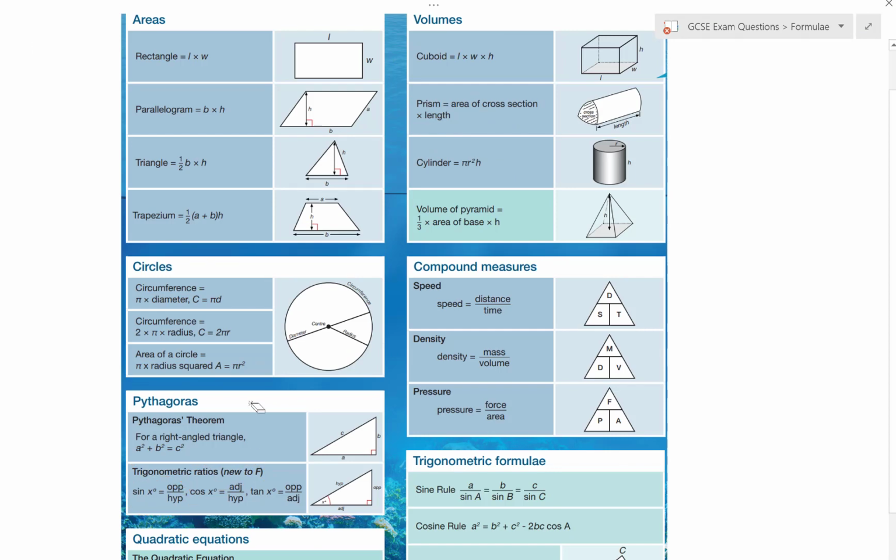So let's quickly recap which formulae we used in this video. We used the trigonometric ratios, which are new to foundation. So we used sine x is equal to opposite over hypotenuse. We used the volume of a cuboid, which is length times width times height. We used the volume of a prism, which is area of cross section times by the length. And we used the volume of a cylinder, which is pi r squared h.